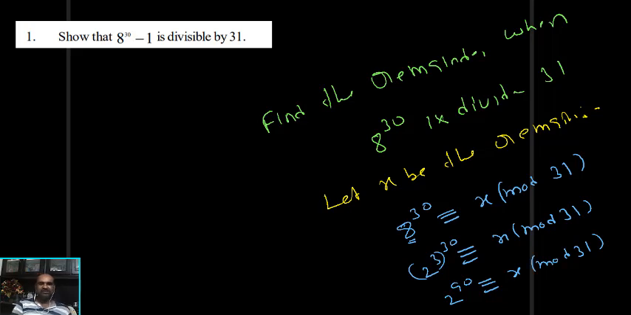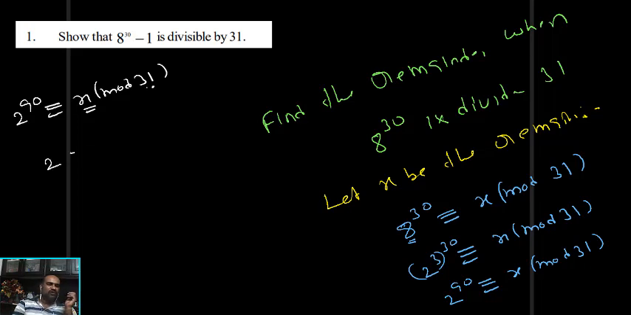Listen students, what is my plan? I want to find x so that 2 power 90 is congruent to x modulo 31. This x should be less than 31. What should we do? We want to find a smaller exponent of 2 which is related to 31.